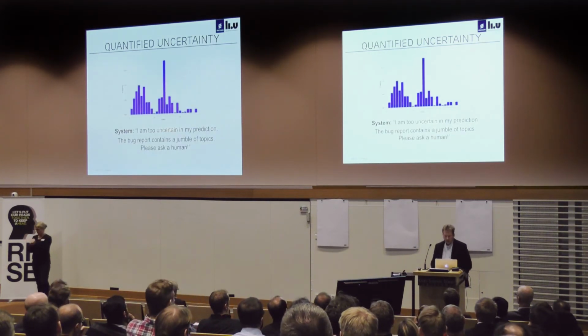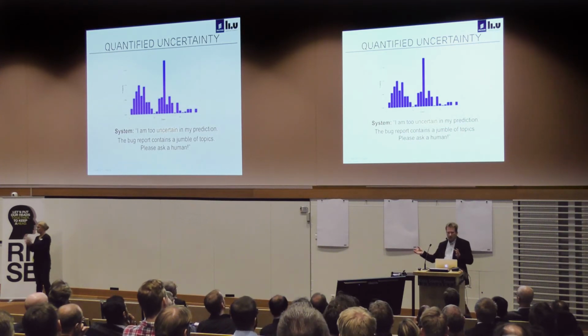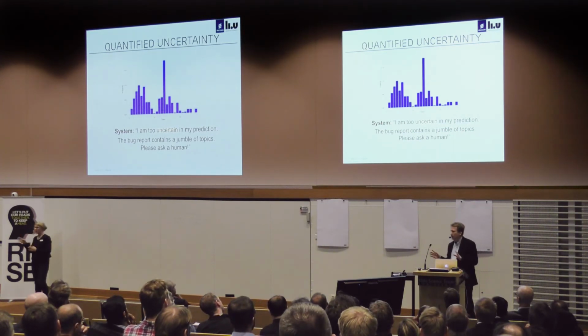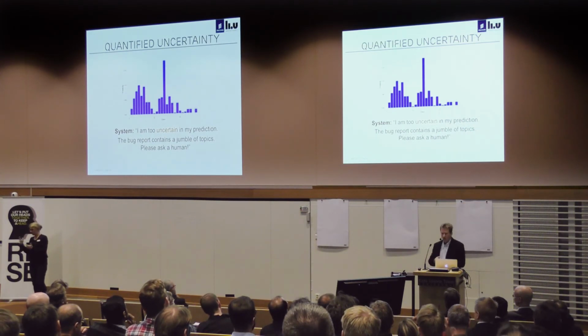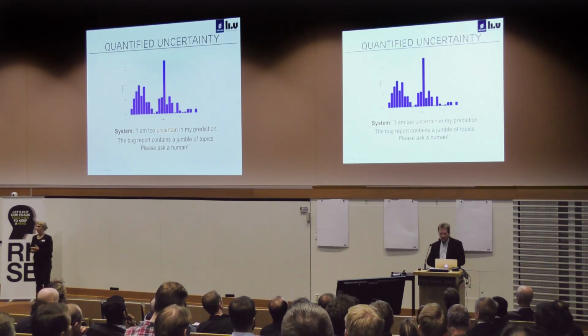In the contrary case, where we have a lot of uncertainty, the model can just say, well, I don't know what's going on here. It's just a jumble of topics. This guy doesn't know what he's talking about. Some human has to do it.